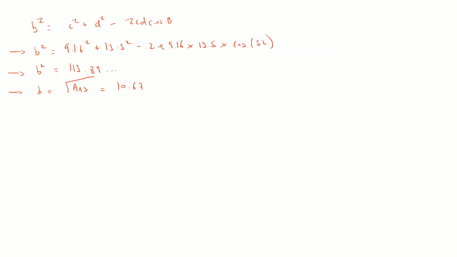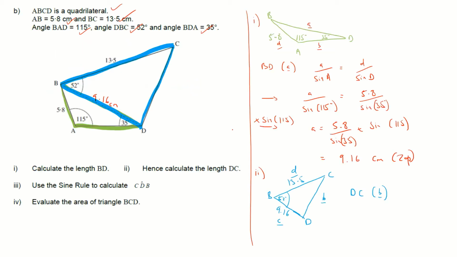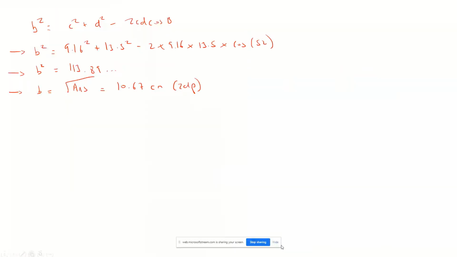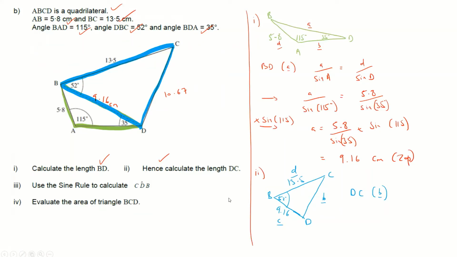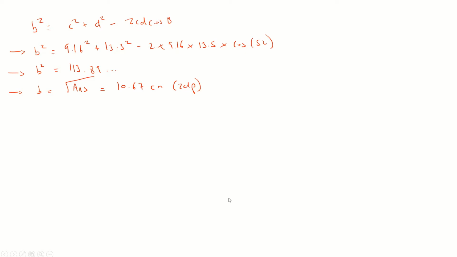Again, it's a length, so it's going to be in centimeters, right? To 2 decimal places, and put that on the picture. All right, this was 10.67 here. So I've done these two. Okay, so now we are on question part 3.